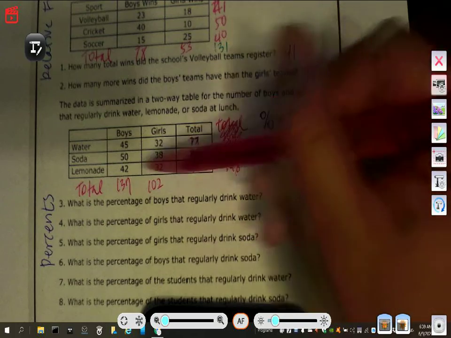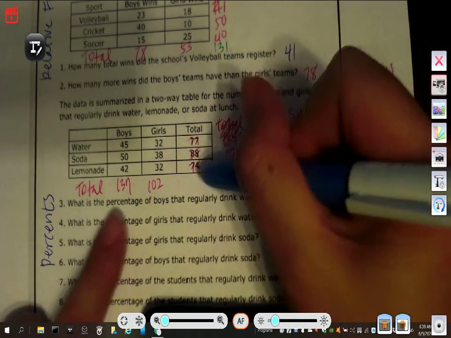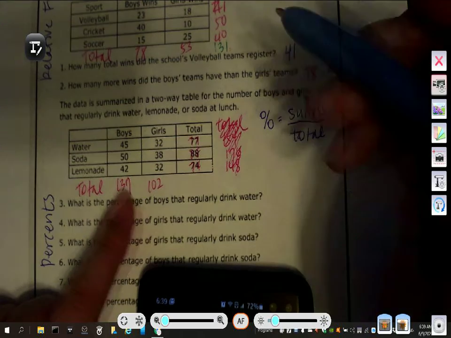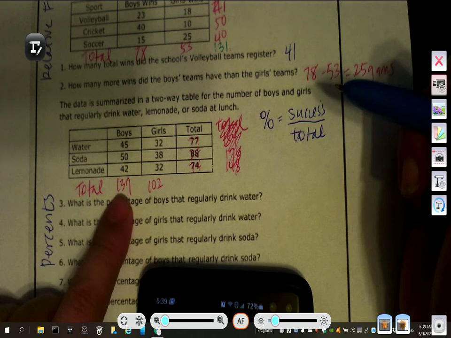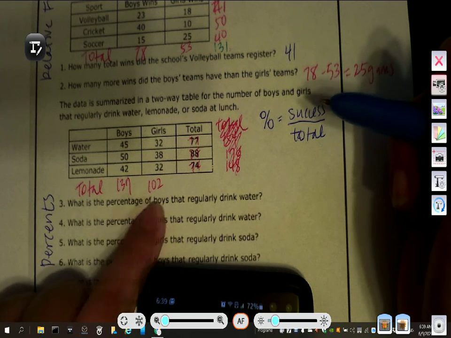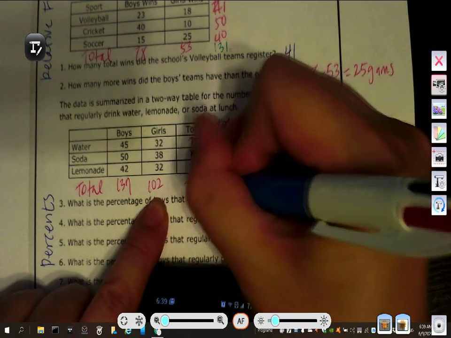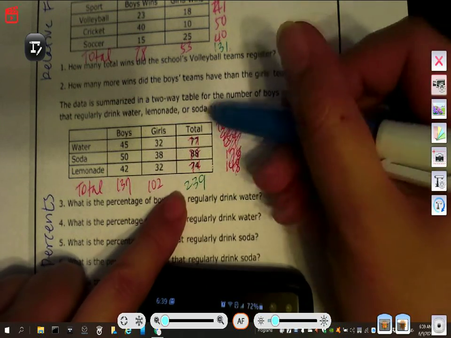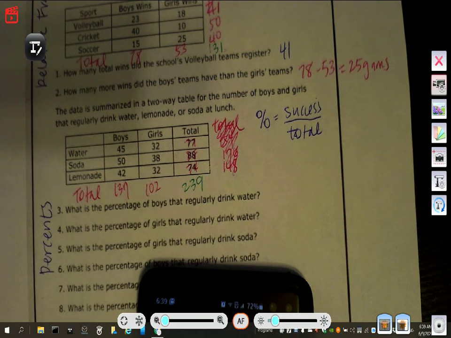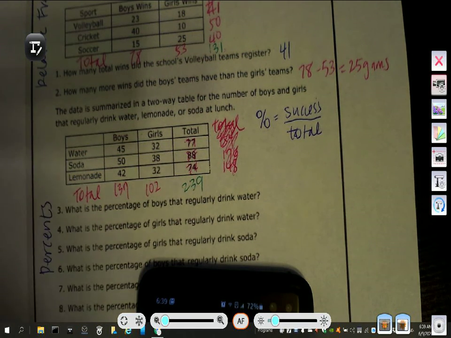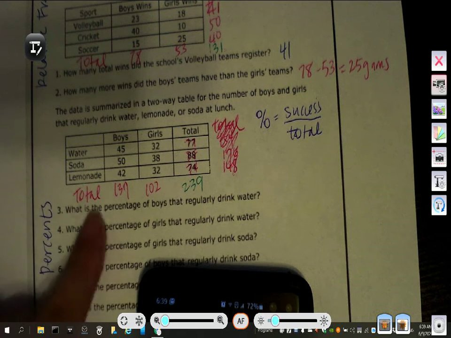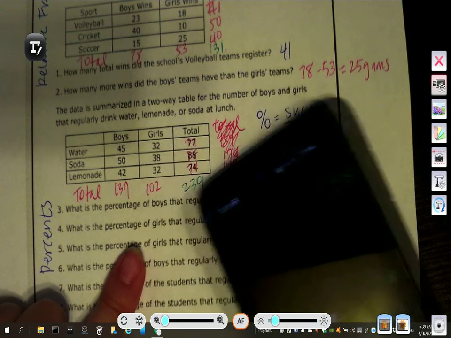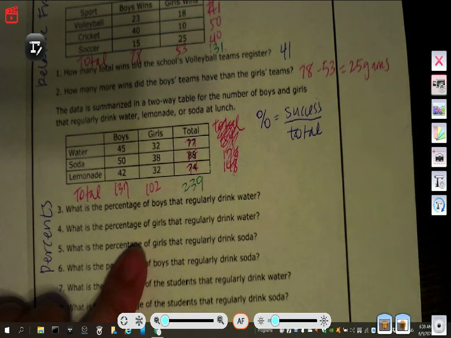You have the two columns, or the row and the column, and if I add the 102 girls plus 137 boys, I'll find out there are 239 total students if I go sideways. Or if I add the 77 plus 88 plus 74, that should also give me 239.